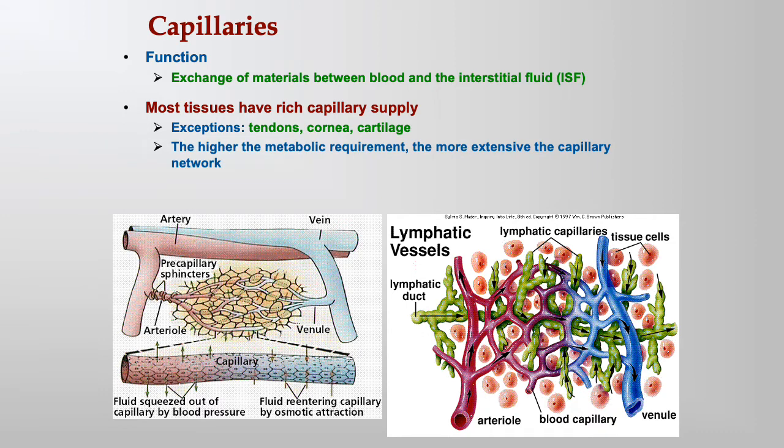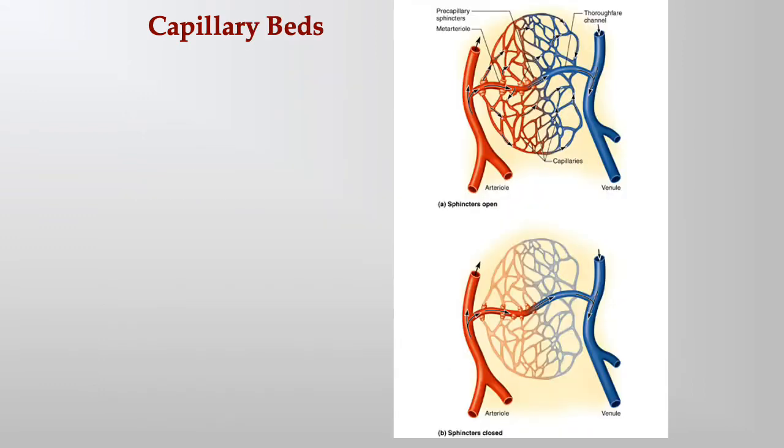Higher the metabolic requirement, the more extensive the capillary network. So places that really use a lot of oxygen and glucose are going to have much more extensive capillary networks. And the blood flow through the capillary bed is regulated by the arteriole. Remember, the arterioles are the ones mostly responsible for controlling blood pressure. They have the most vasoconstriction and vasodilation. So as they vasodilate and vasoconstrict, that will control blood going into the capillaries.